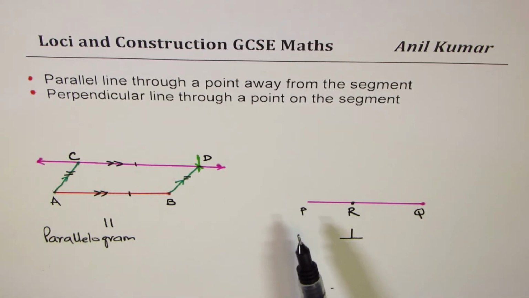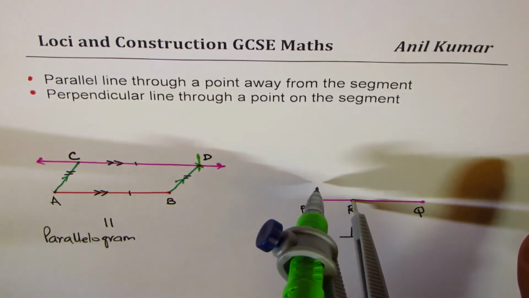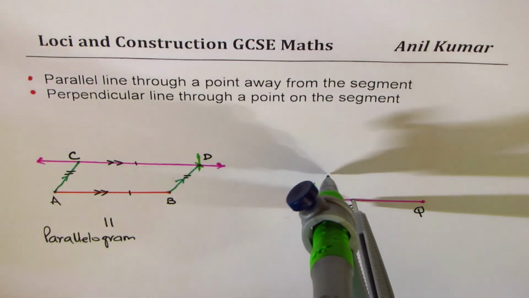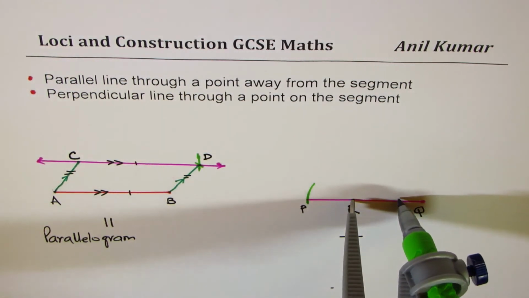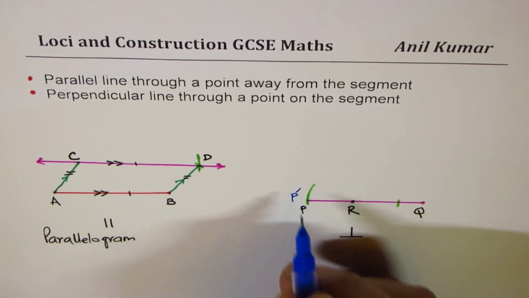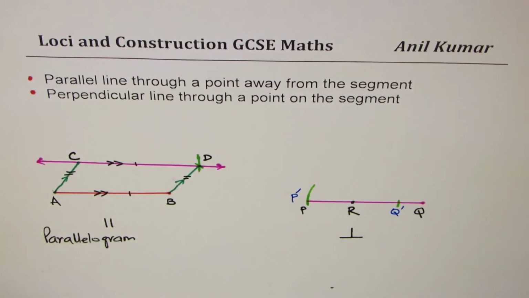Now let's see how to construct a line perpendicular to a segment from a given point. So in this case, what you need to do is open your compass, put it at the point which is of our interest, R in this case, right? R in this case, and then make an arc. Important thing is to cut this arc on the line segment PQ, right? So that is kind of important. So we get 2 points on this. We'll call them P dash and Q dash, right?